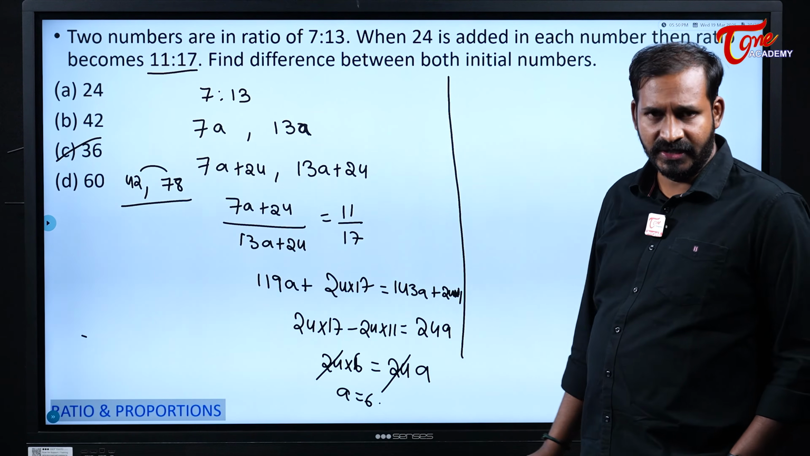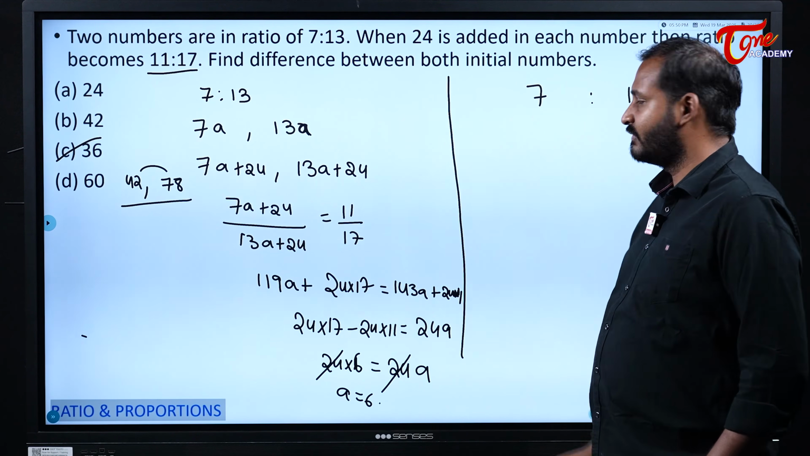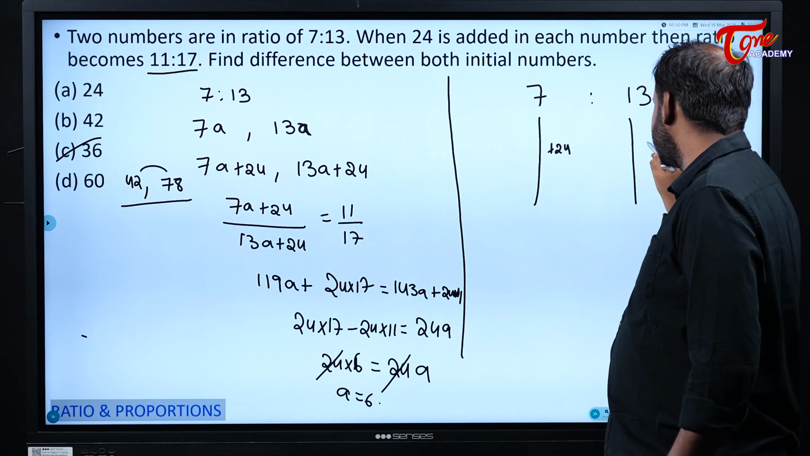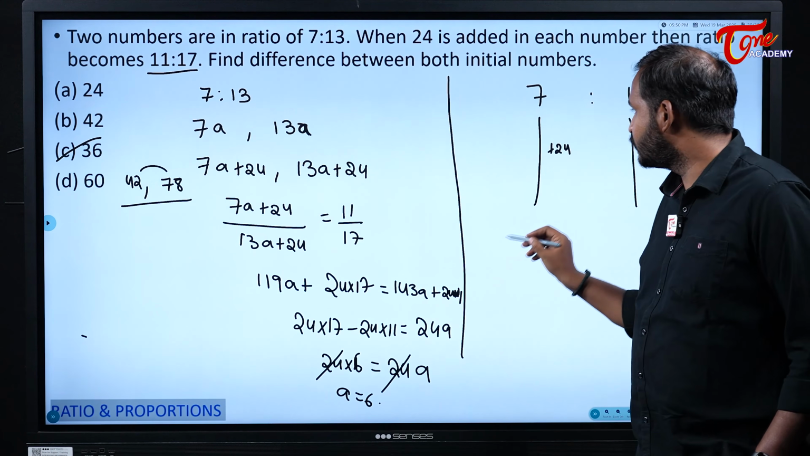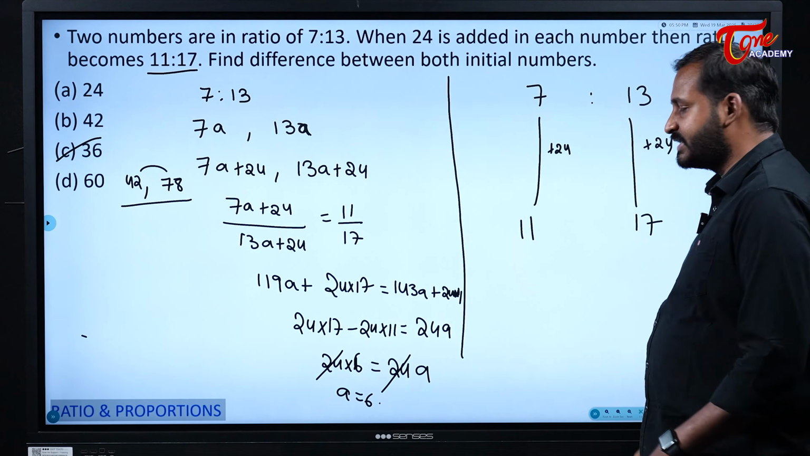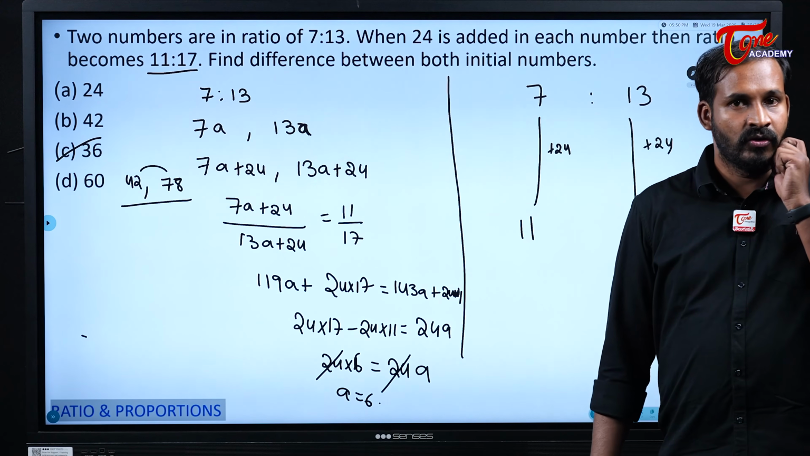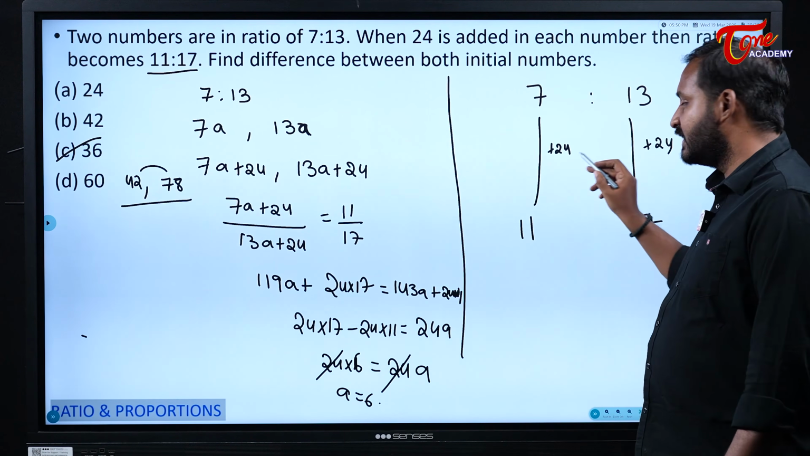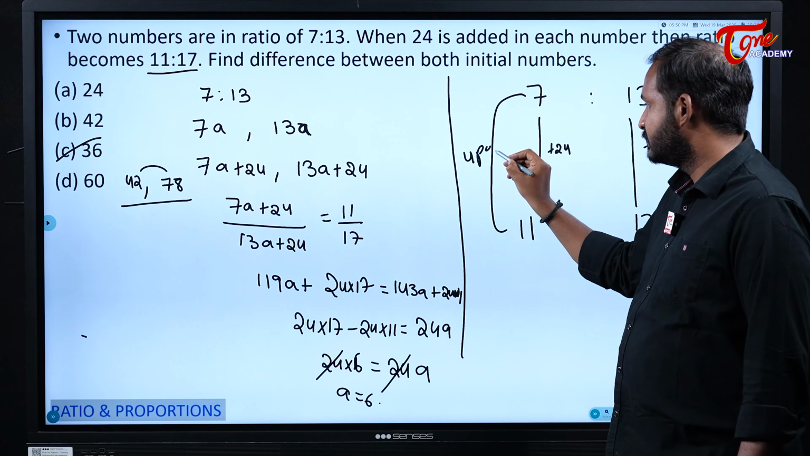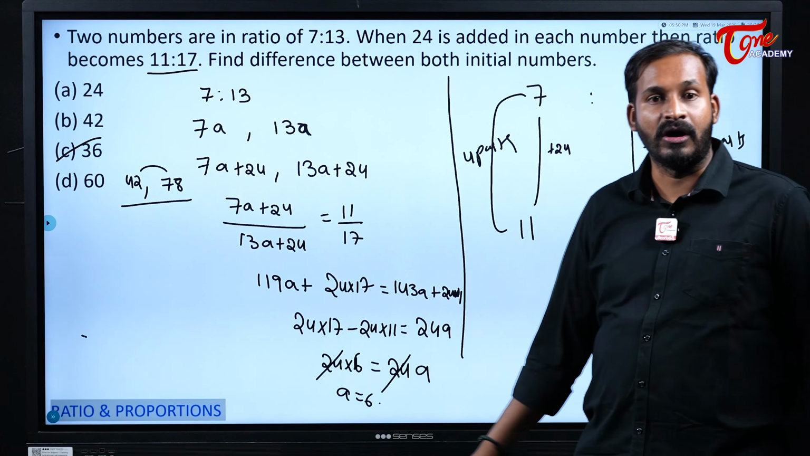But it will take some time obviously. So instead of that, now we will see the general method. The ratio between two numbers is 7 is to 13. When 24 is added to both, the ratio is becoming 11 is to 17. Please observe here students, when a constant is added, definitely the change will be the same. Remember this one. From here to here, how many parts is the difference? 4 parts. If you observe here also, the same 4 parts difference is there. Why? Because we are adding a constant.